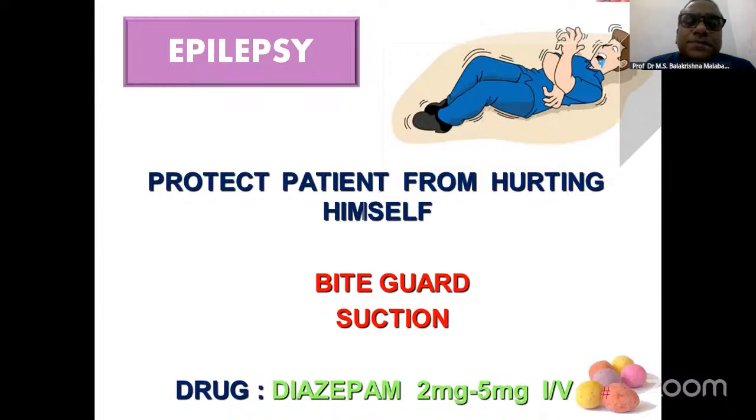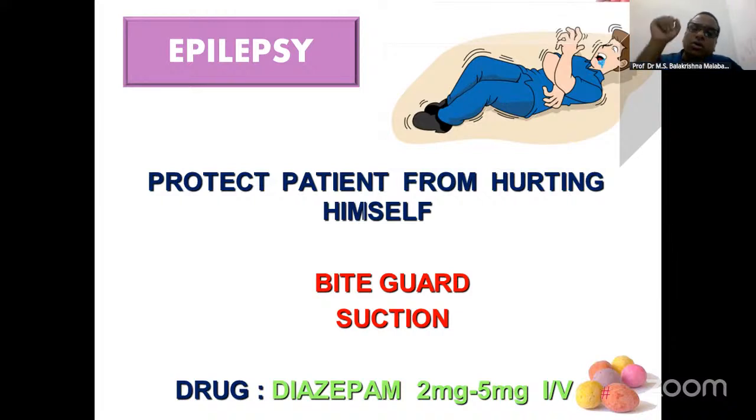Next condition, epilepsy. When you're doing a dental procedure, suddenly the patient gets that aura and has an epileptic attack. Immediately stop the procedure, and the patient may bite his tongue at that moment. So you need to protect his tongue. Take out all the equipment, whatever you're doing, scaling, filling, take it out, put a bite guard, very important. A lot of froth will be coming out, so you can do suction also. And to calm the patient, you can give diazepam.